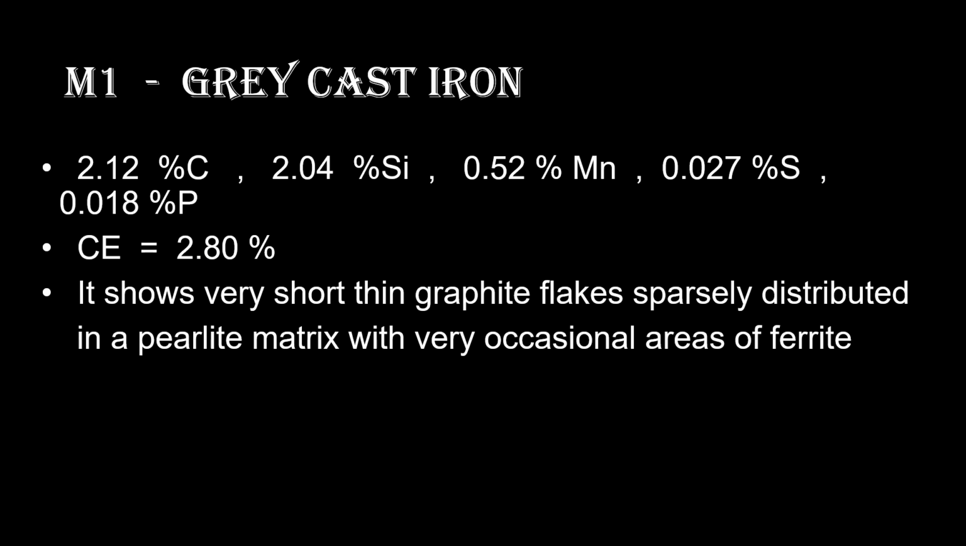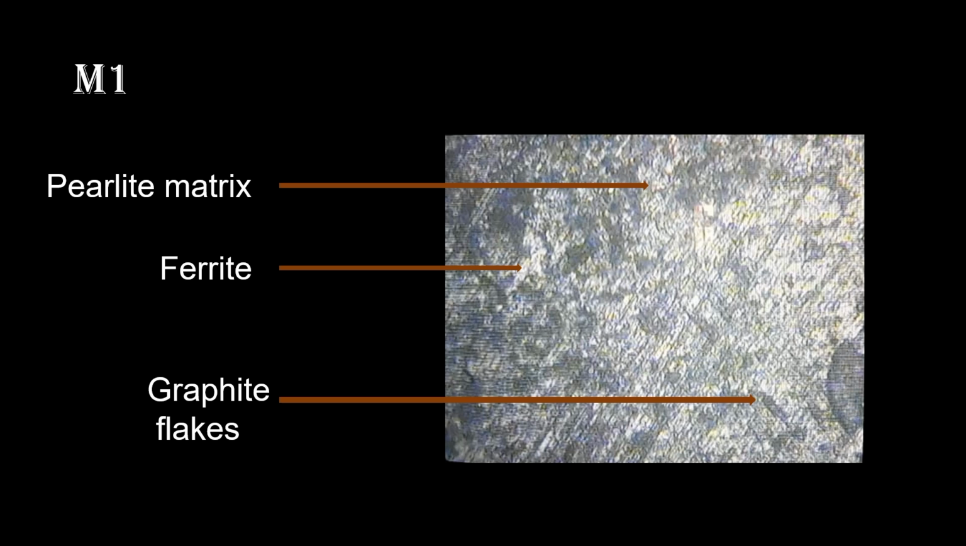Next sample is M1. It's a grey cast iron. The carbon equivalent value of this sample is 2.8. It shows very short thin graphite flakes sparsely distributed in a pearlite matrix with very occasional areas of ferrite.